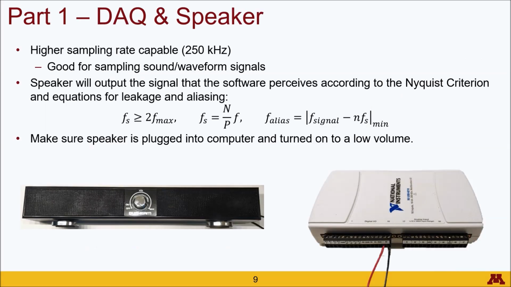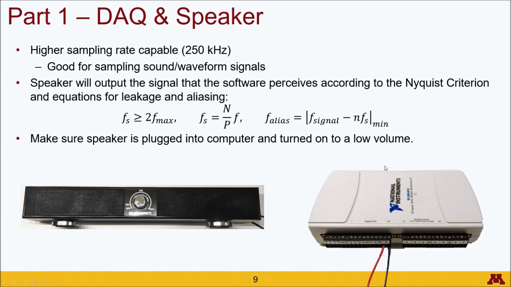The DAC that we're using is a USB 6210. The important thing is that it can sample at a maximum of 250,000 samples per second, which makes it very ideal for measuring sound waves, or in our case, voltage waveform signals.